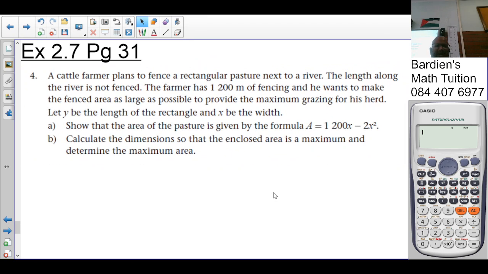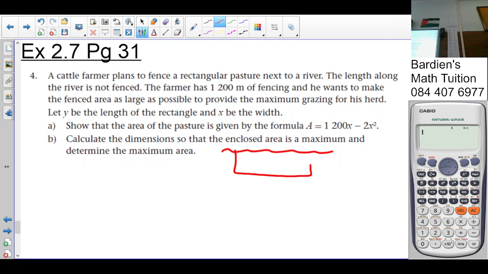So in number 4 we are told that the cattle farmer plans to fence a rectangular pasture next to a river. We have a river, so it's basically a place to graze. The length along the river is not fenced, so the cattle can drink from the river at that point. The farmer has 1,200 meters of fencing, so the perimeter is 1,200 meters. And he wants to make the fenced area as large as possible, so we're going to complete the square to find the maximum grazing for his herd.